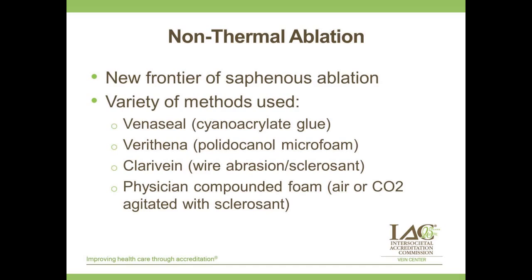The first method on the slide is the Venous product, and this is put out through Medtronic. Venous uses cyanoacrylate glue to deposit small amounts of glue, less than 1 cc, starting about 5 centimeters from the saphenofemoral junction, and you deposit the glue and compress the vein at measured intervals down the saphenous vein, and this glues the vein shut. There is no compression that is needed after this procedure.